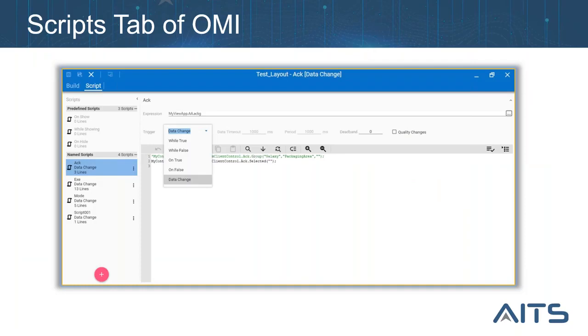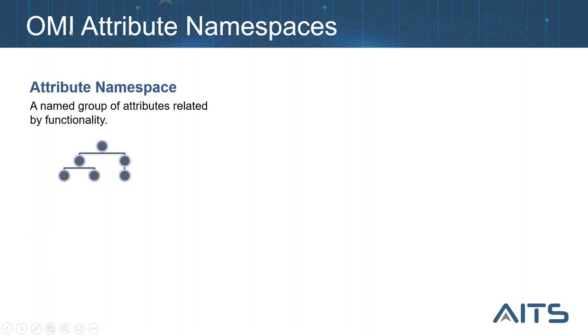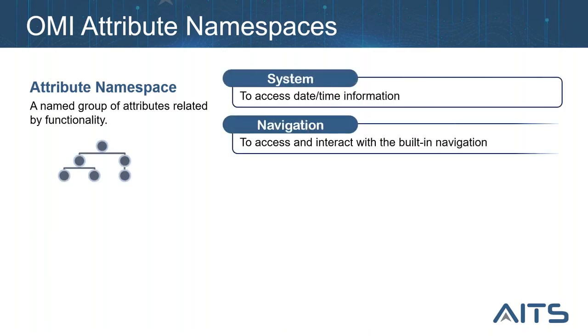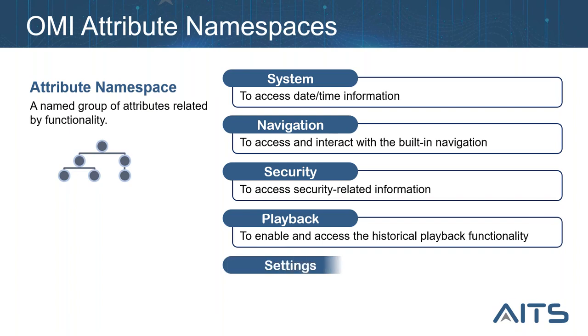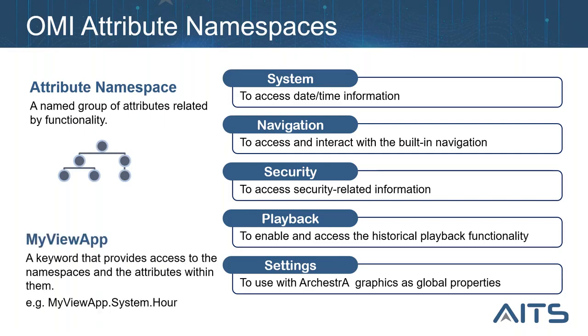Just a little hint about OMI. The scripting for OMI actually needs some namespace for the application, and this is why I have the application attributes namespace, like attributes for system, which I can reach. It's like tags in InTouch. I read tags from InTouch, but in OMI, I read some namespace. I have a system namespace, a namespace for navigation, for security, playback, and settings. And I can refer to it with MyViewApp dot whatever, system.hours.